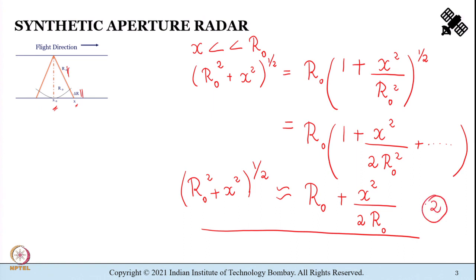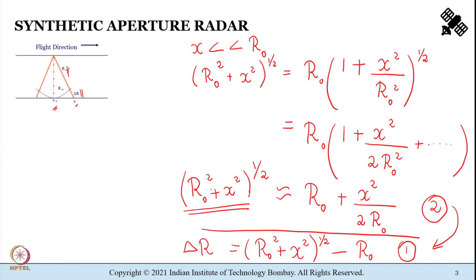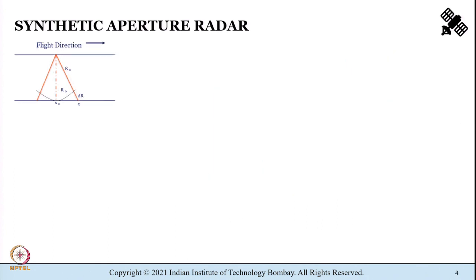Now, if you remember, we had initially got an expression of delta R equal to (R naught square plus x square) raised to half minus R naught. We had got this in the previous slide, by applying the Pythagoras theorem and by rearranging the terms. So, what I will do is substitute 2 in 1, because now I have the expression of R naught square plus x square under a root. So, I am going to substitute it here, and then let us see what we will get.